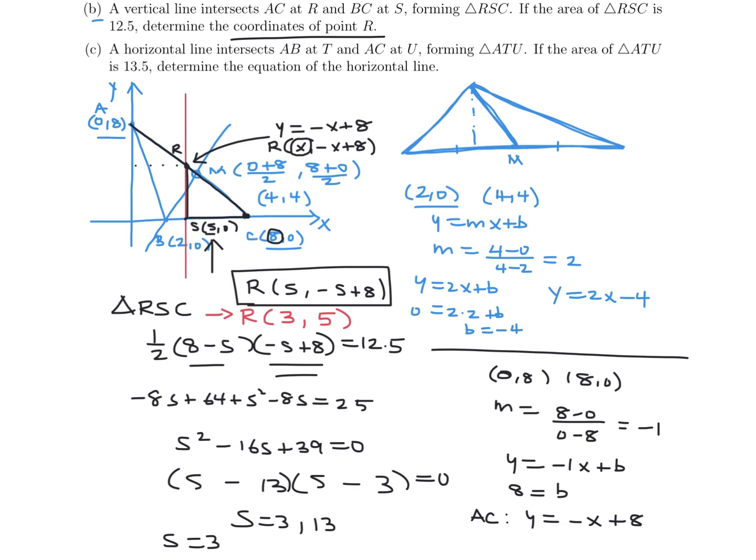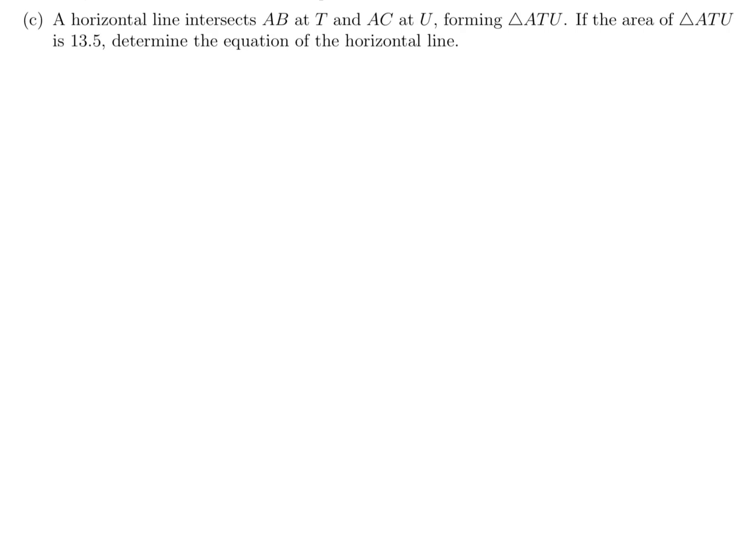Part C of this question: a horizontal line intersects AB at T and AC at U, forming triangle ATU. If the area of ATU is 13.5, determine the equation of the horizontal line. Okay, so I'm going to draw this again. Instead of making that diagram even messier, let's just start all over. It doesn't have to be a work of art, but just to get a basic understanding of what's happening. Like that.